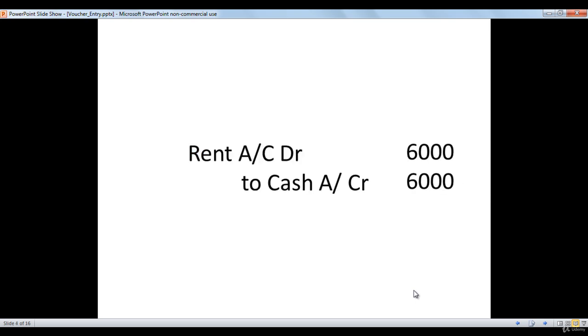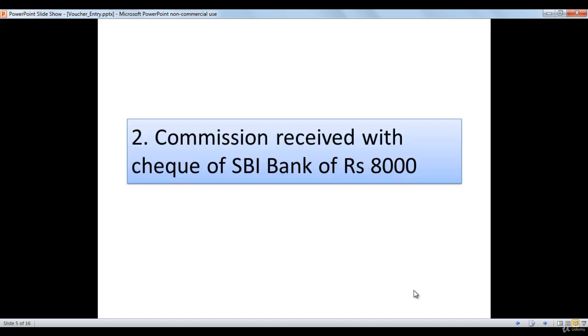So here we may see that rent account debit to cash account credit of 6,000. This is how this entry needs to be done. Let's take a look at another example. Commission received with check of SBI Bank of rupees 8,000. So here the second statement is commission received with check of SBI Bank of rupees 8,000.